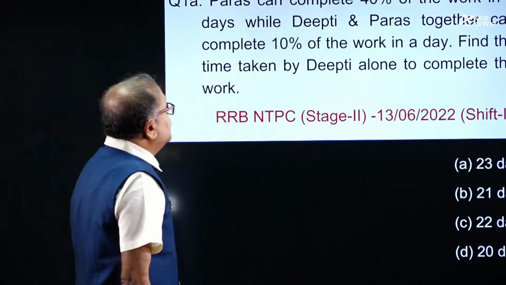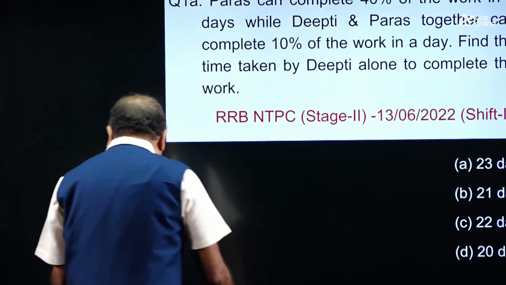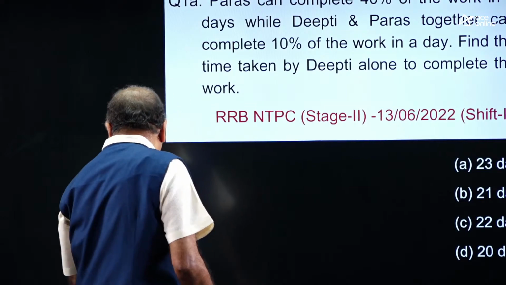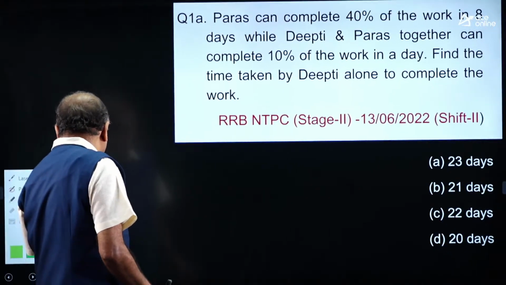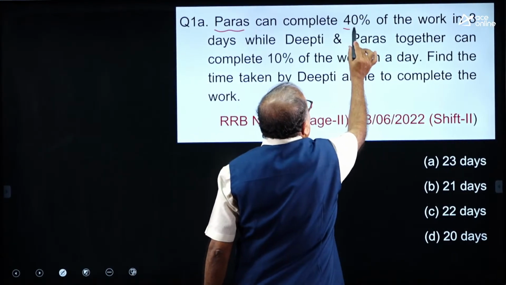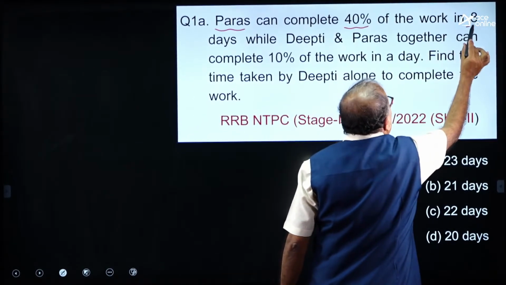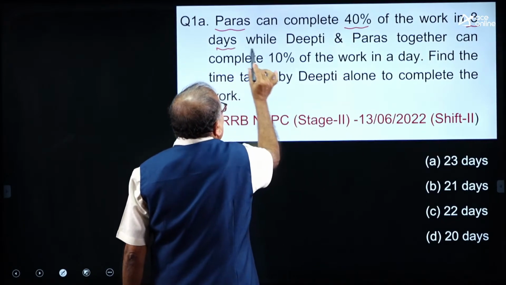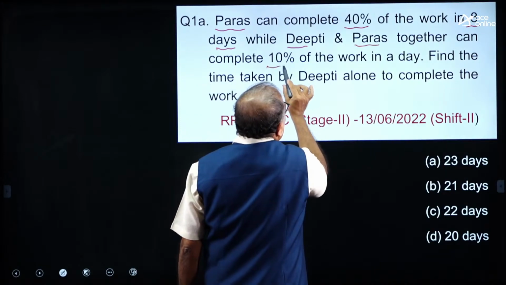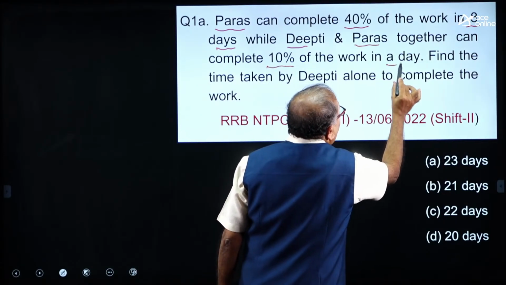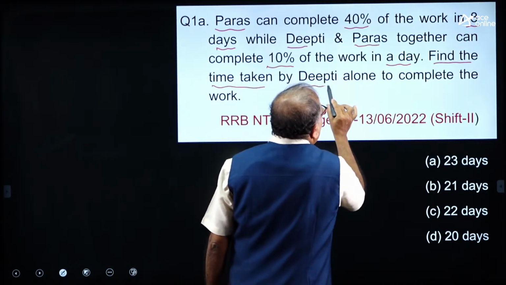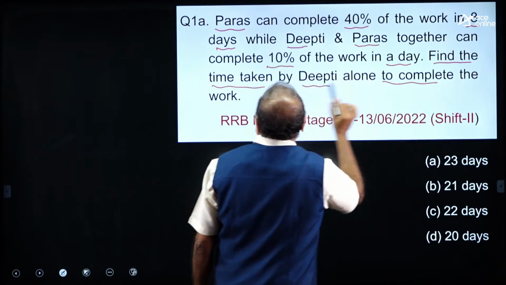So now you can see what the question is. Let me read it. P can complete 40% of the work in 8 days, while D and P together can complete 10% of the work in a day. Then find the time taken by D alone to complete the work.